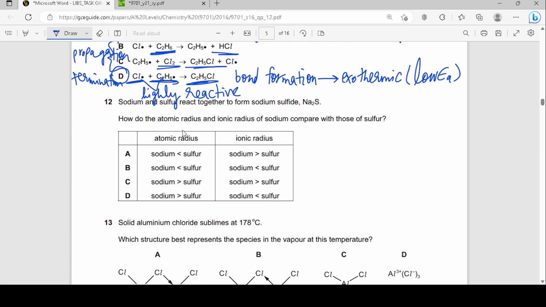Okay, now sodium and sulfur react together to form sodium sulfide, Na2S. How do the atomic radius and ionic radius of sodium compare with those of sulfur? So this is period 3: sodium, magnesium, aluminium, silicon, phosphorus, sulfur, chlorine, argon. So we're looking at sodium and sulfur.